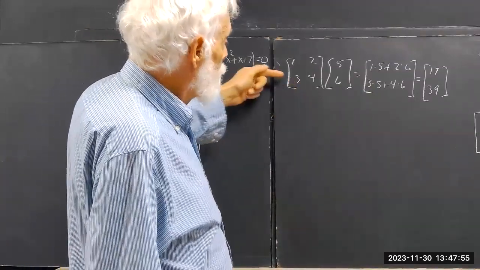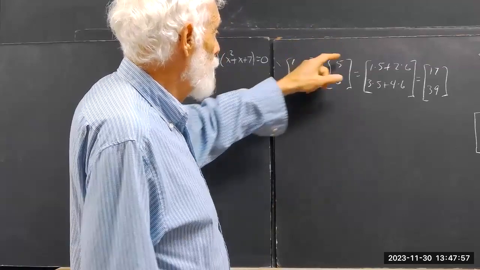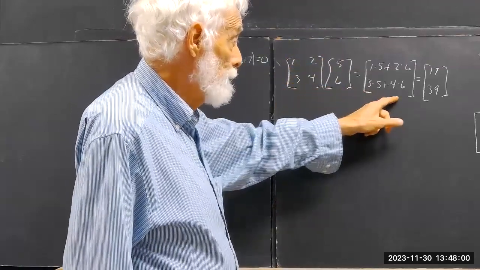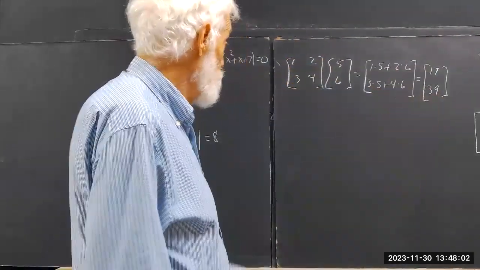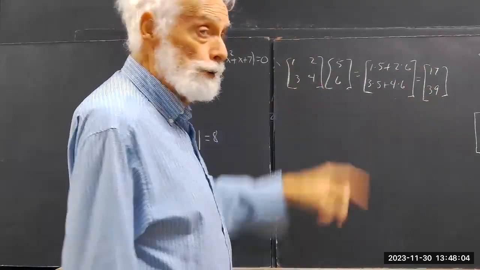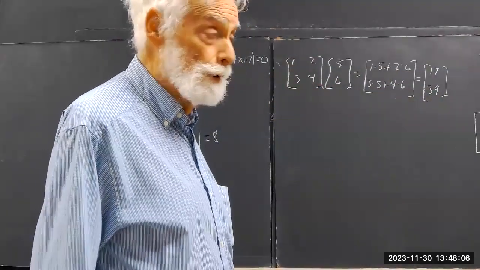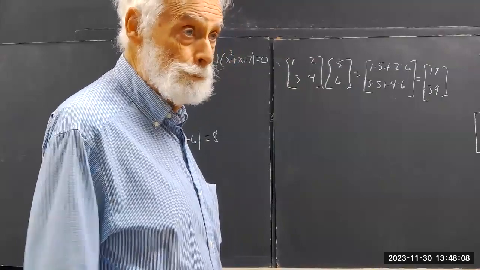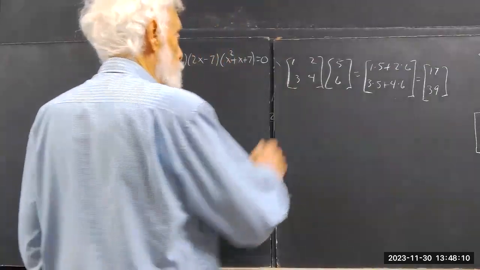Okay. And then 3, 4, 5, 6 is 3 times 5 plus 4 times 6. And that, I think, is what we end up with. That's 15, that's 24, and I'm pretty sure 15 and 24 add up to 39. Okay. Or this one.